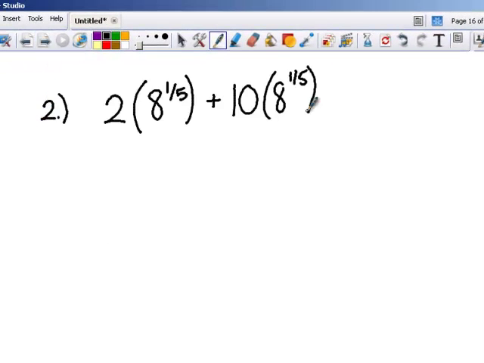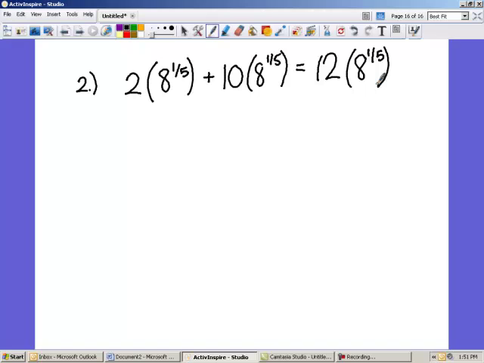Number 2, so again, we have the same thing going on here, so treat it like a variable. 2 of these plus 10 of these is 12 of these, and those are just 8 to the 1/5.